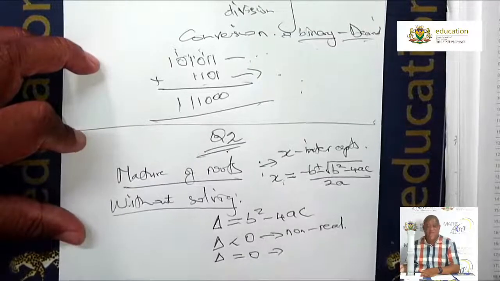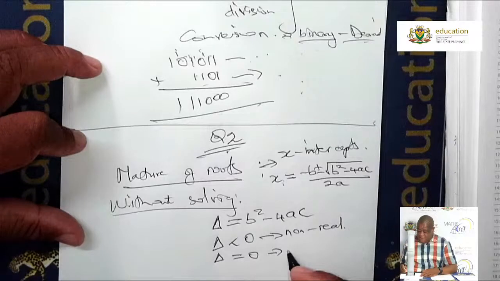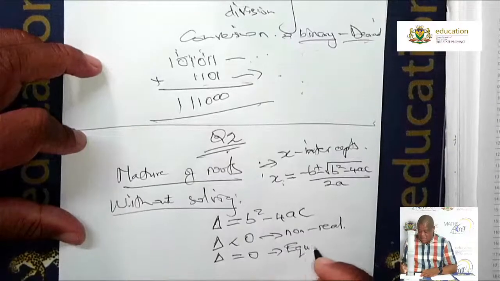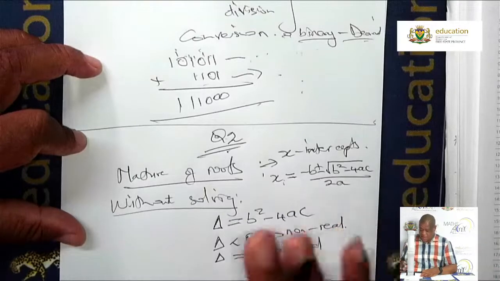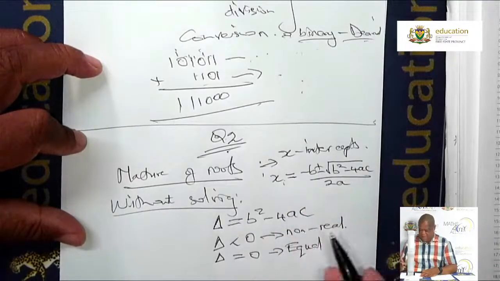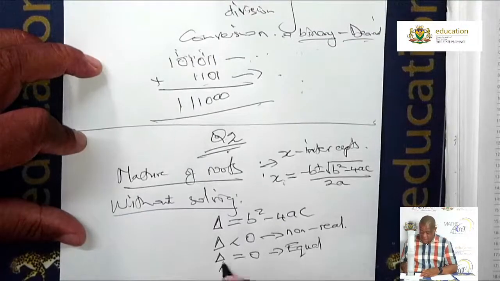Or our discriminant may be found to be 0. And once you get our discriminant to be 0, that means our roots are equal. It simply means our parabola, because we are talking of a parabola here, is only touching the x-axis. It's not cutting. It's just touching the x-axis at one point. Then we say the roots are equal if the discriminant is equal to 0.